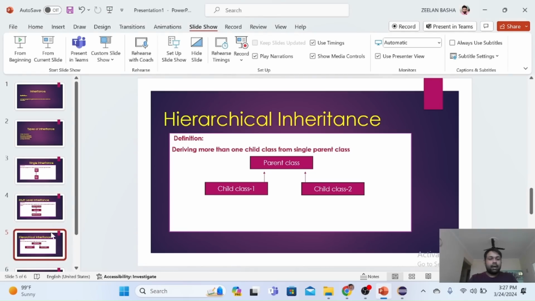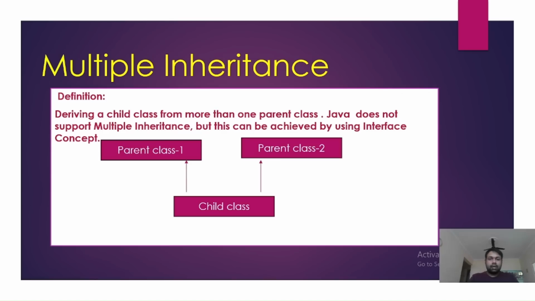Now let me get to the next kind of inheritance, multiple inheritance. Means here deriving a child class from more than one parent class is said to be multiple inheritance. Here the ambiguity problem occurs. That's why Java doesn't support multiple inheritance, but this can be achieved by using the interface concept. That related to the interface concept with multiple inheritance, I will be explaining in another video.